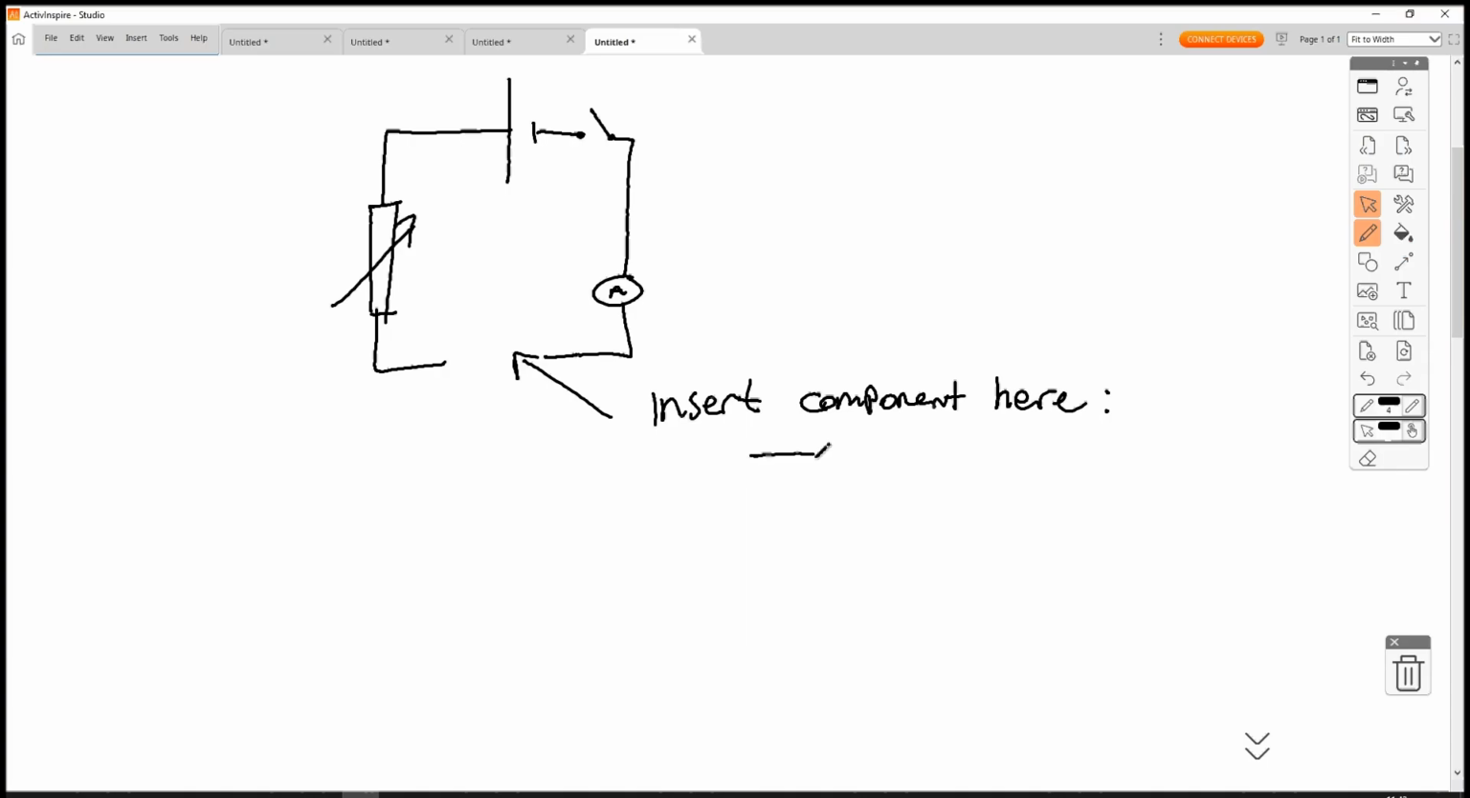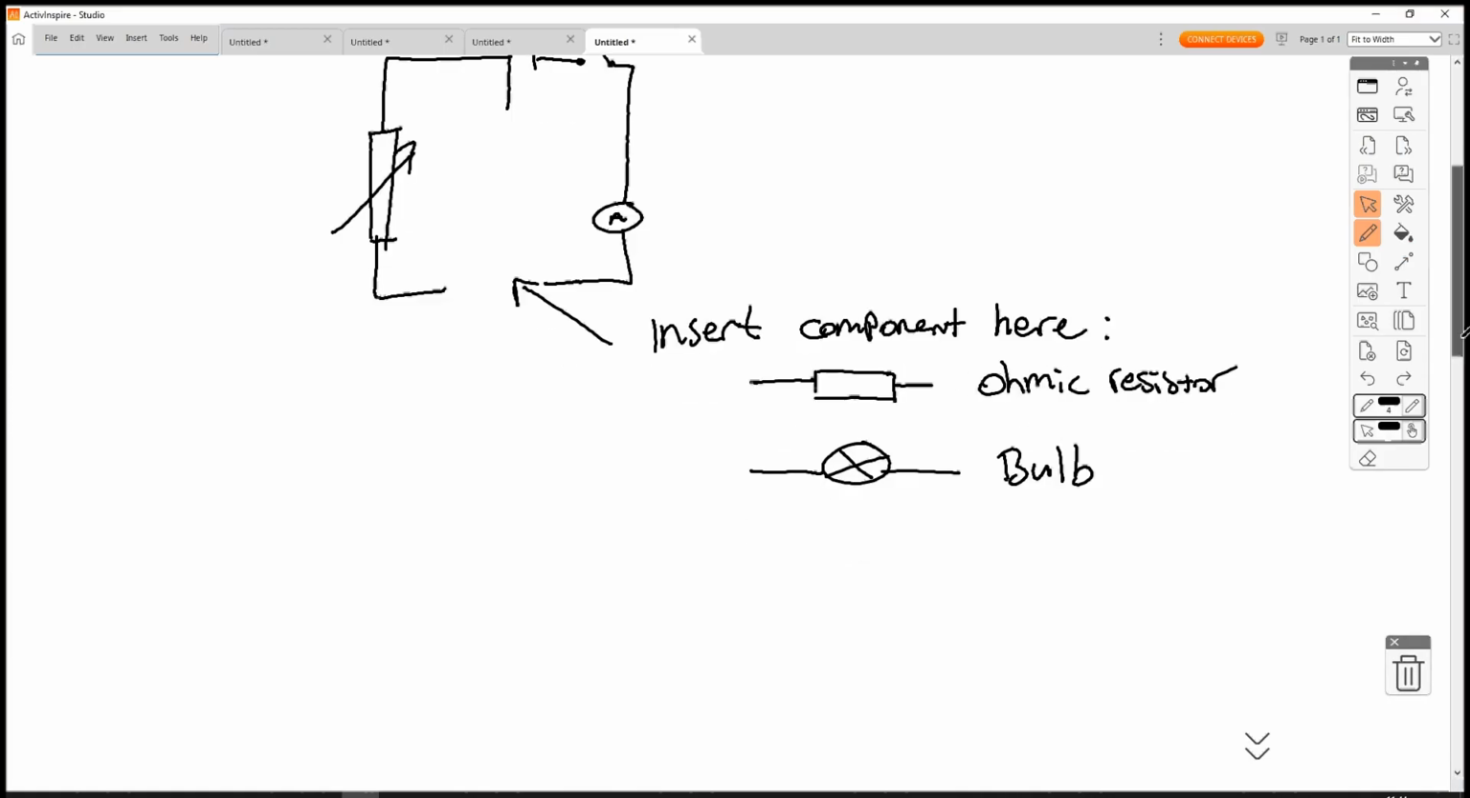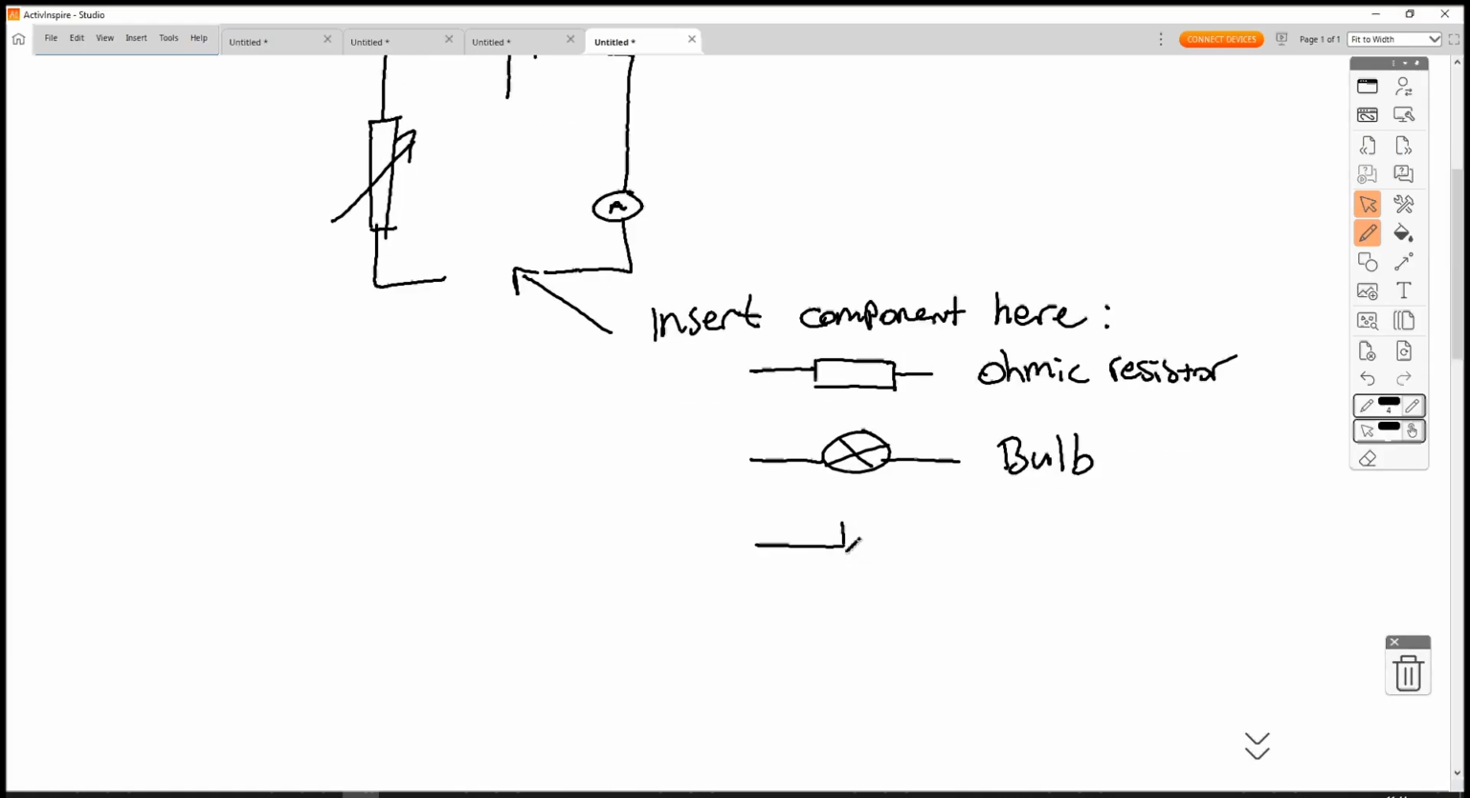And your components could be, for example, an ohmic resistor. It could be a bulb. It could be a diode. And then to measure the potential difference across that gap where the component would go, we put a voltmeter in parallel.